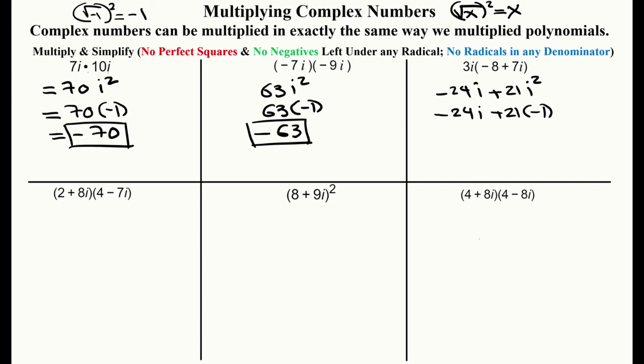Since we want to write our final answer in standard complex form, which is a plus bi, we'll go ahead and put the -21 first, then we'll put -24i. And there's our final answer in standard complex form, a plus bi.